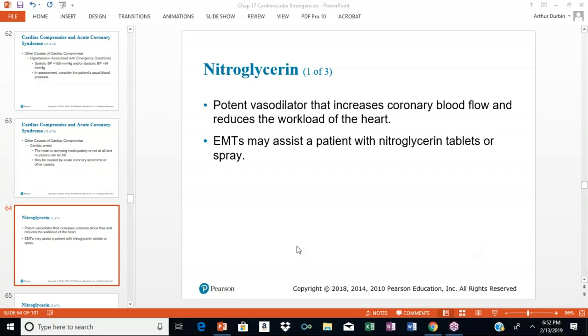Okay, so I'll start with nitroglycerin, and I'll recap some of the stuff as I go along. I'll include it as I go from here on down, especially with your congestive heart failure, your left versus right, and your myocardial infarction and angina. So you are quite welcome. I can do that. Okay, please take a break and be back in 10 minutes from now.